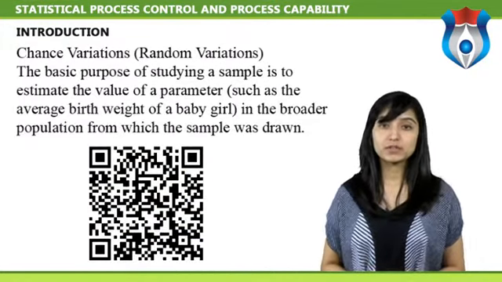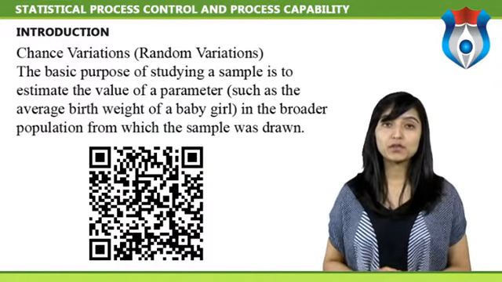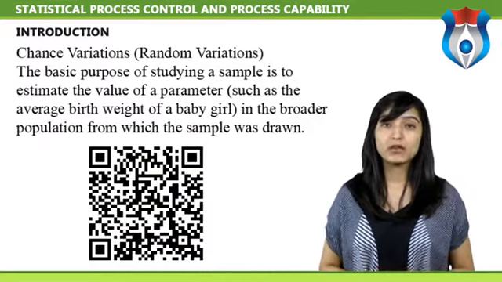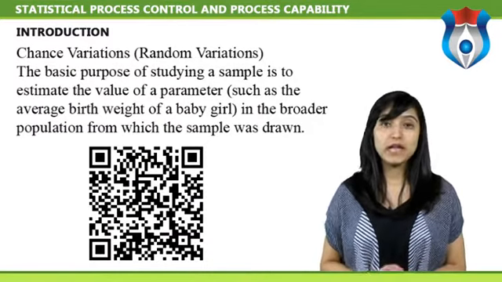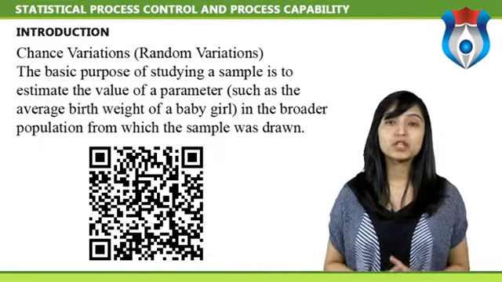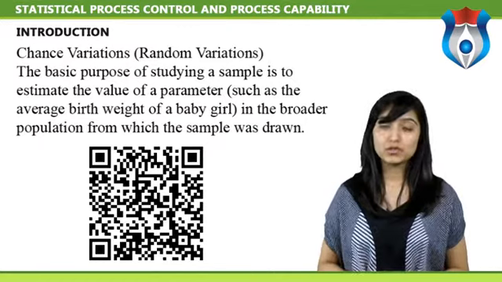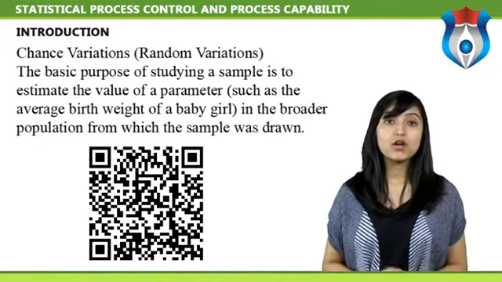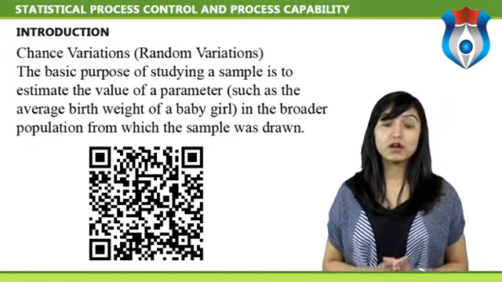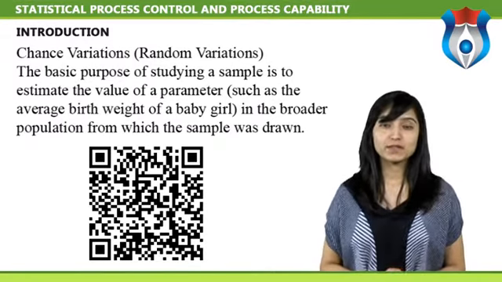Chance variations, random variations. The basic purpose of studying a sample is to estimate the value of a parameter, such as the average birth weight of a baby girl, in the broader population from which the sample was drawn. All studies are based on samples of people, and people vary, so different samples from the same population are likely to give different results purely by chance.